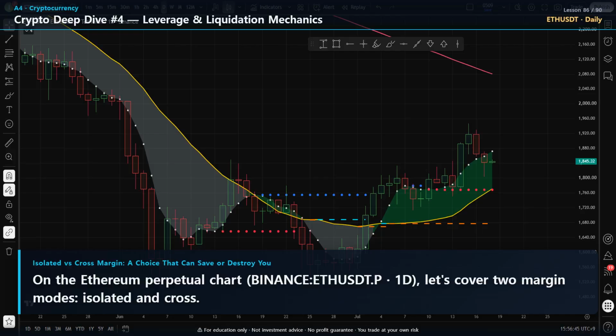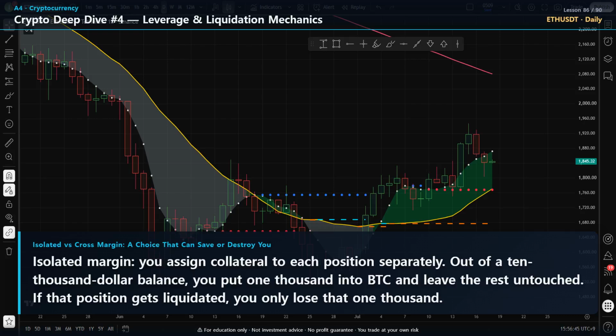On the Ethereum Perpetual chart, Binance, Ethereum USDT 1D, let's cover 2 margin modes, isolated and cross. Isolated margin. You assign collateral to each position separately. Out of a $10,000 balance, you put $1,000 into Bitcoin and leave the rest untouched. If that position gets liquidated, you only lose that $1,000.